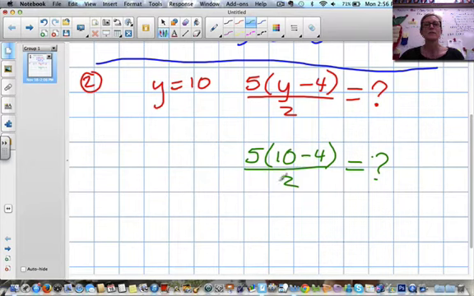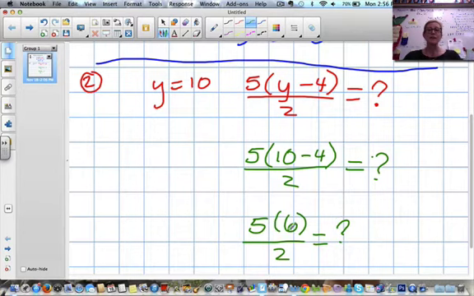So 10 minus 4 is 6. So I'm just going to rewrite this right below as 5, and then inside we have 6 inside the parentheses over 2. So if you remember at the very beginning of this section, I was saying that anytime you have a number right next to parentheses, you're going to multiply that number with whatever's inside.